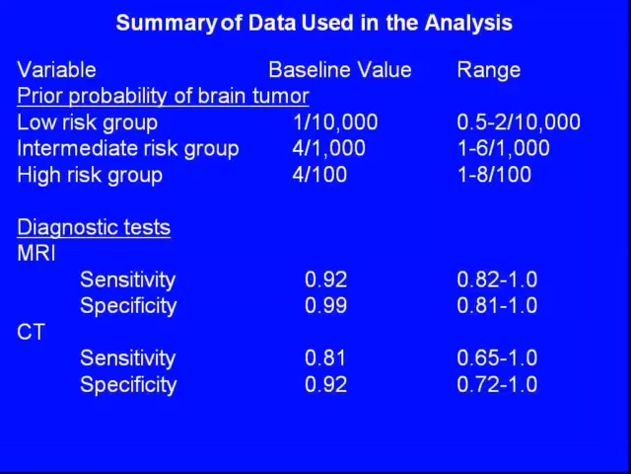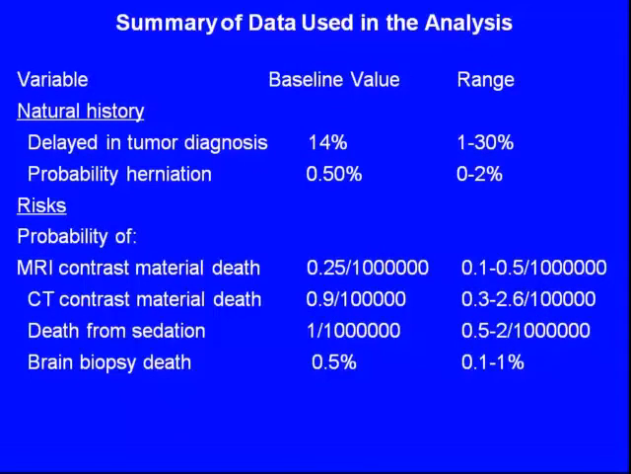So we can divide them into three different risk categories: low, intermediate, and high. Low are the ones with chronic headache, normal neurologic exam. So the risk is very low, 1 in 10,000 that they will have a brain tumor. But in the high-risk population, which are children with acute headaches and an abnormal neurologic exam, the risk goes up to 4 in 100. And then we have the sensitivity and specificity of MR versus CT. We also need to entertain what happens if I don't do imaging. What's the prognosis, how is this going to affect prognosis with delayed diagnosis?